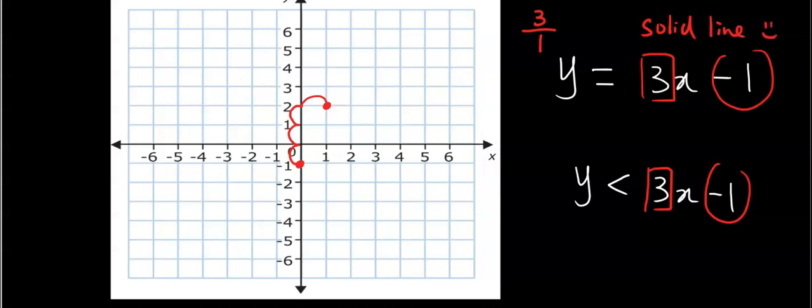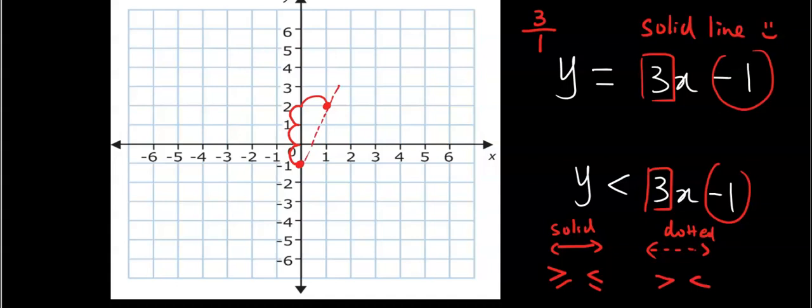Now here, we have to decide, do we use a solid line? Do we use a dotted line? If you see a symbol that looks like this, use a solid line. If you see a symbol that looks like this, use a dotted line. We have a less than, therefore our next step is I'm going to draw a dotted line. Alright, after we finish the dotted line, we have one more thing to do.